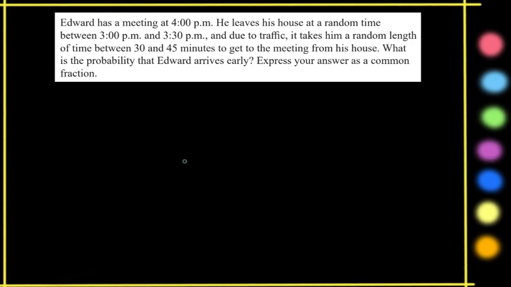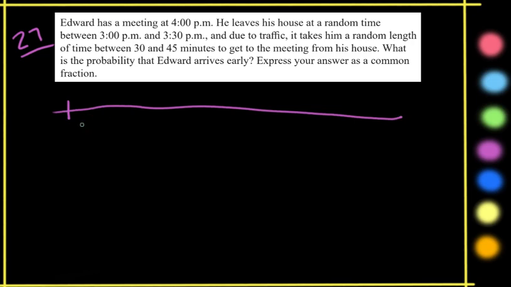This one says, Edward has a meeting at 4 o'clock p.m. Yeah, so again, this is problem 27. Edward has a meeting at 4 p.m. He leaves his house at a random time between 3 o'clock and 3:30. Okay, so let's make a timeline here. This is 3 o'clock, and let's put every 15 minutes. So we've got 3:30 here. So somewhere in here is when he leaves.